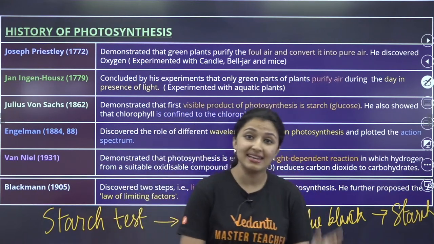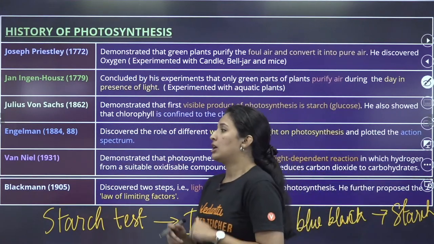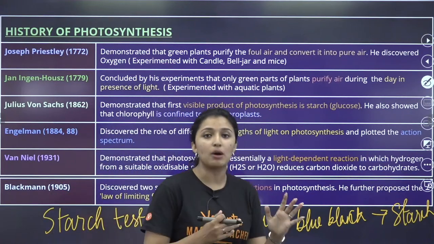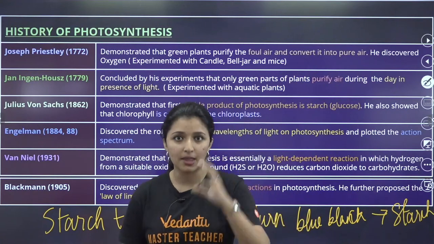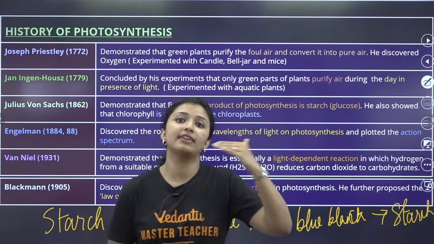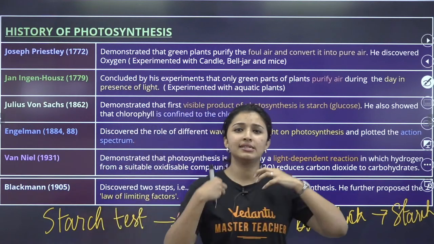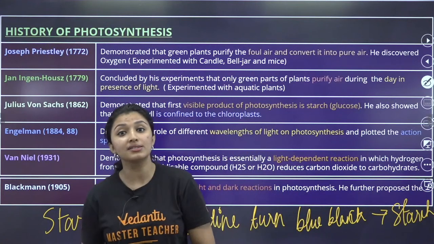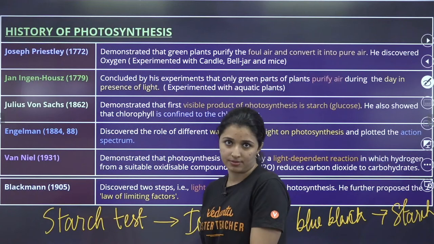Then he kept a green plant. It was a mint plant. And then he realized that it did not extinguish the candle and the mouse also lived. So, he realized that the plant is doing something to purify the air. The candle and the mouse are releasing something harmful to the atmosphere, and the plant is there to purify it. Later he understood that it is oxygen.